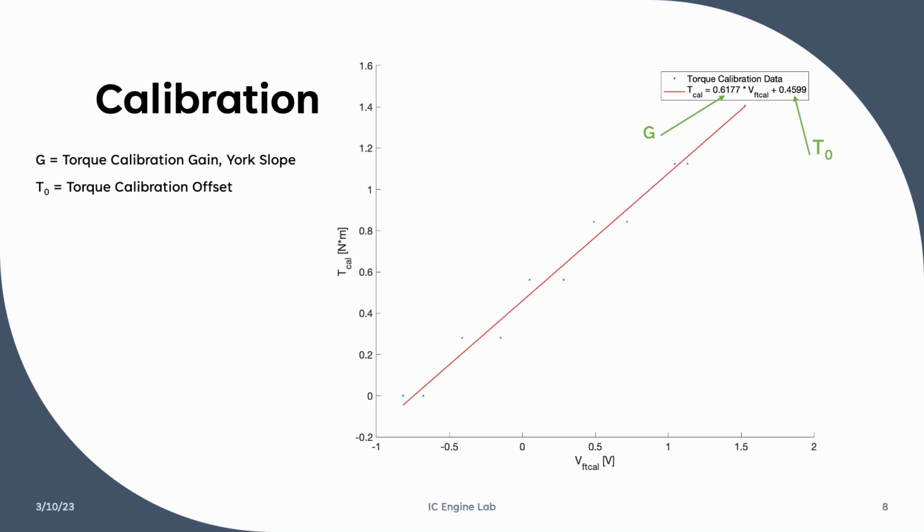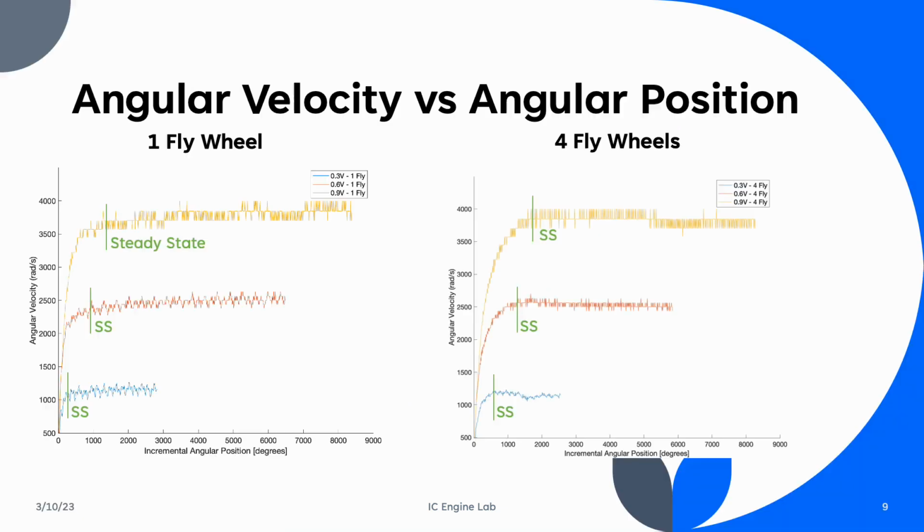Week 1's experiment is aimed to characterize the material properties of the engine, and the first step is to calibrate the engine torque. This equation is later used to determine the work done by the motor, and the gain and offset torque values can be seen in the legend.